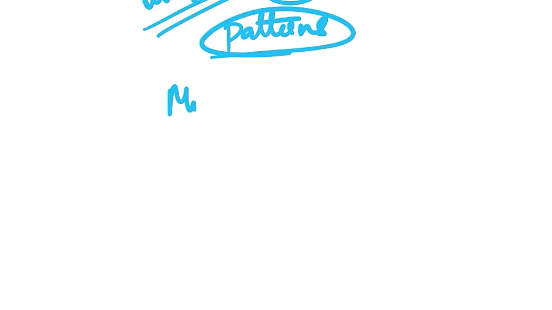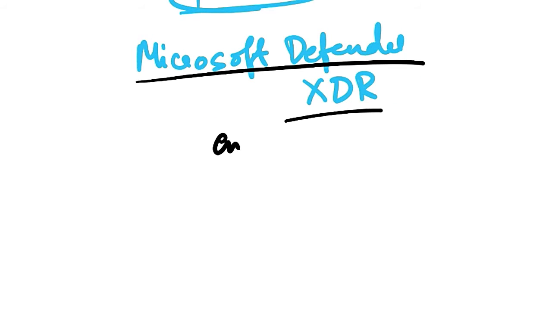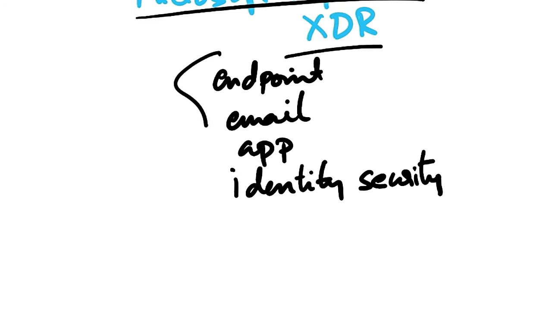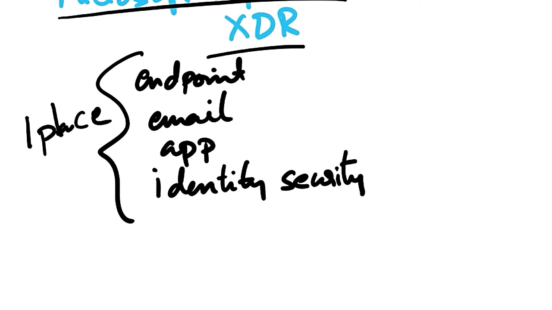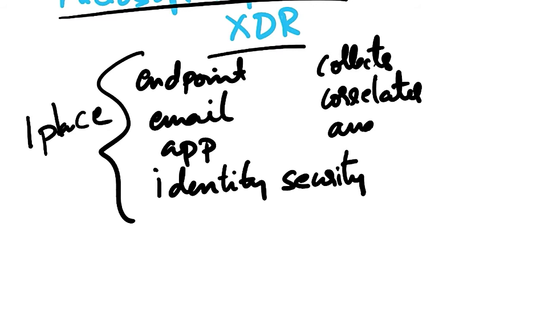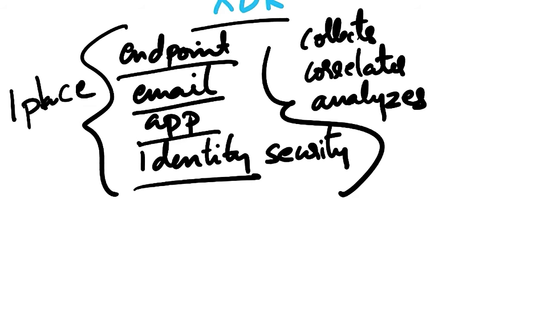Now, what is Microsoft Defender XDR? This unifies endpoint, email, app, and identity security in one place. The XDR solution automatically collects, correlates, and analyzes data, signals, threats, and alerts from all across your Microsoft 365 environment, including these, that is endpoint, email, app, and identities. It can automatically stop attacks and remediate affected assets.